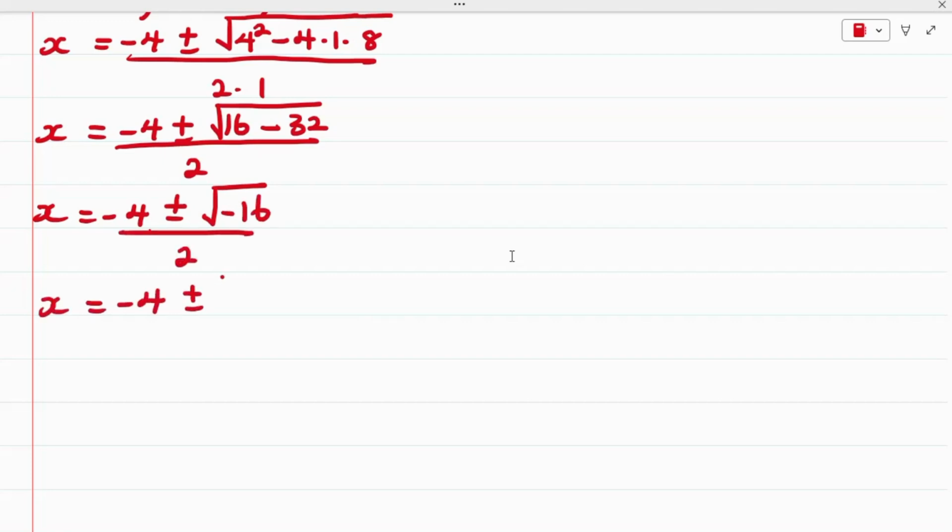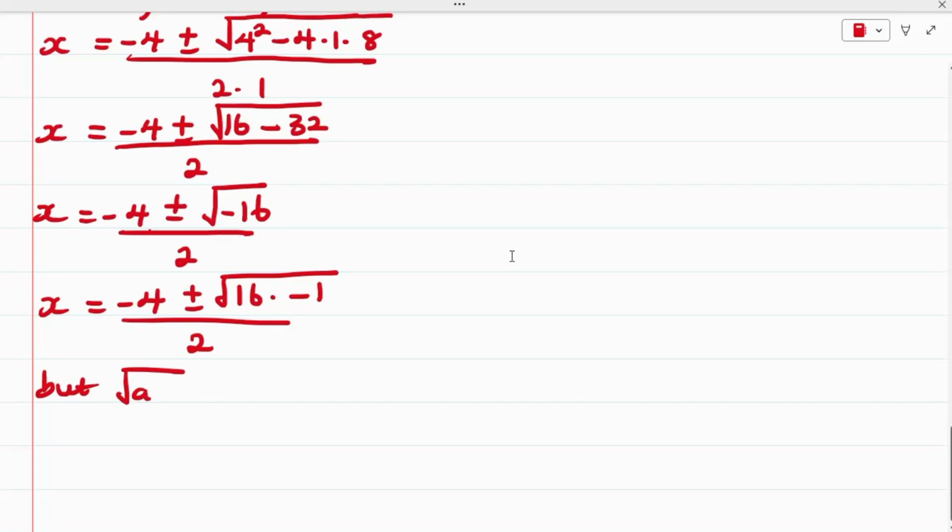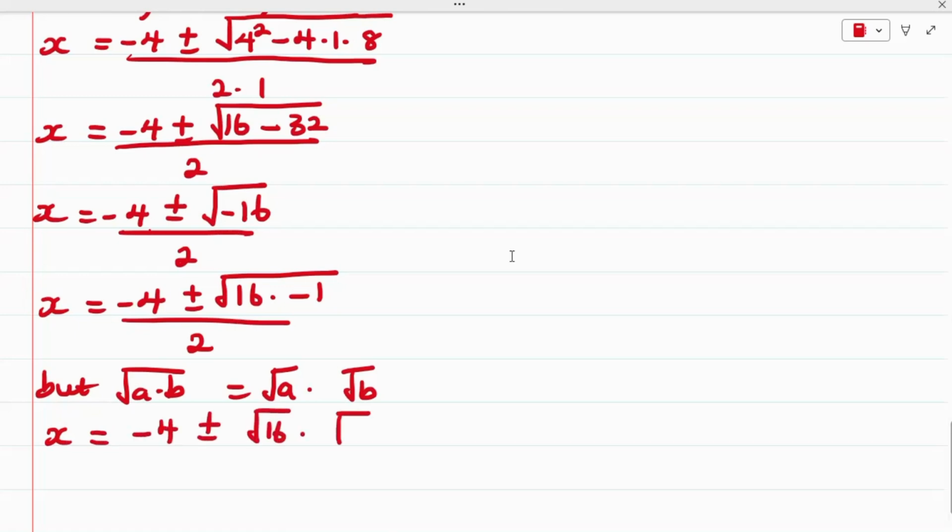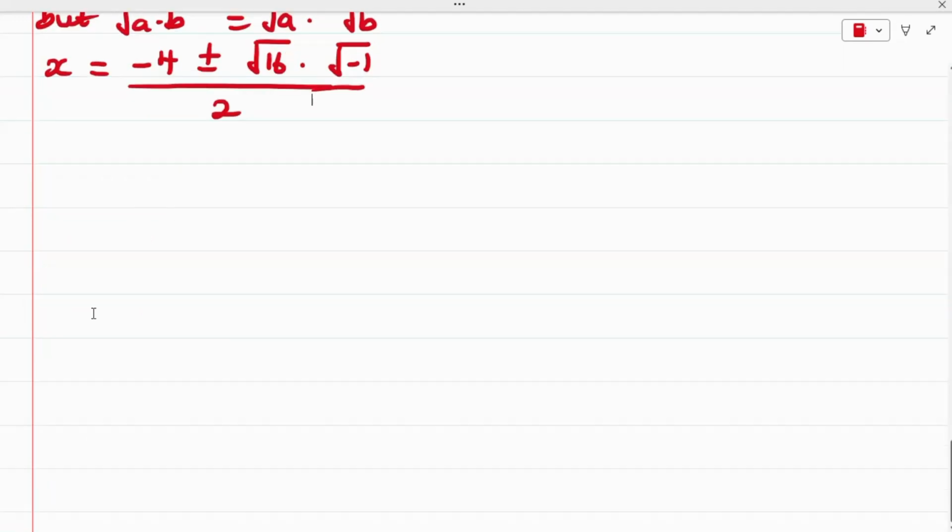So x is equal to −4 ± the square root of 16 multiply negative 1, divided by 2. But we know that if we have the square root of a × b, this is equal to the square root of a multiply the square root of b. So we have that x is equal to −4 ± the square root of 16 multiply the square root of negative 1, divided by 2. Alright, so we have that x is equal to −4 ± the square root of 16 is 4, the square root of negative 1 is i, divided by 2.